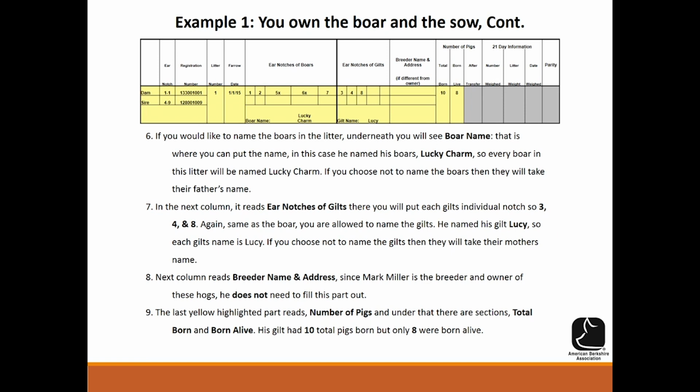Next column reads, breeder name and address. Since Mark Miller is the breeder and owner of these hogs, he does not need to fill this part out. The last yellow highlighted part reads, number of pigs, and under that there are sections, total born and born alive. His gilt had 10 total pigs born, but only 8 were born alive.